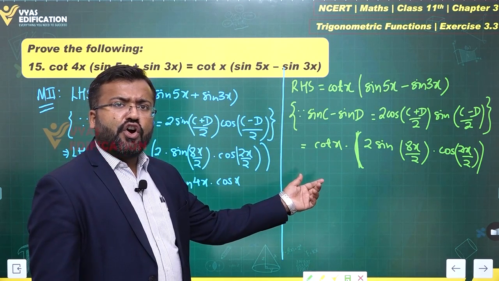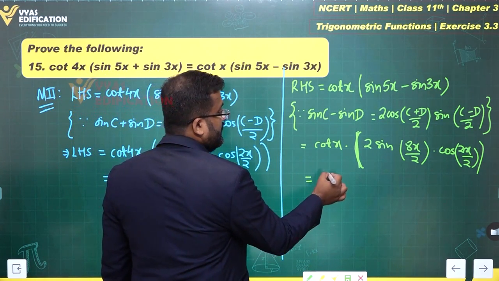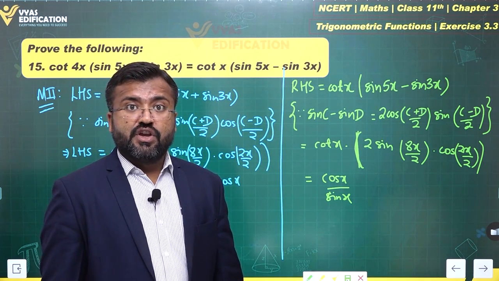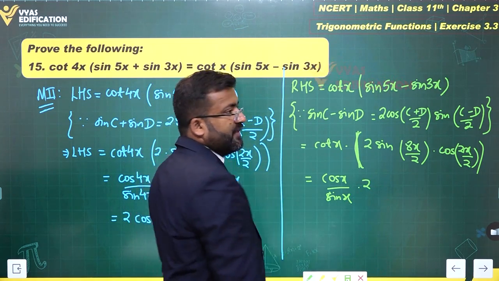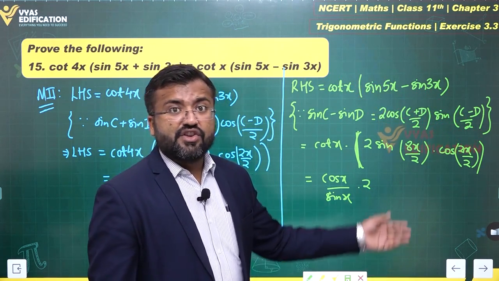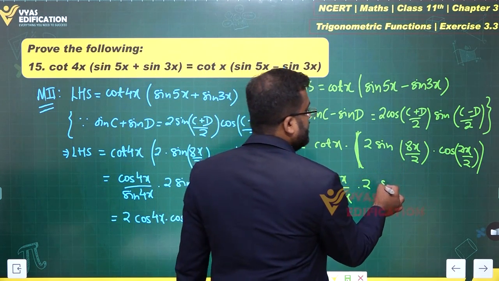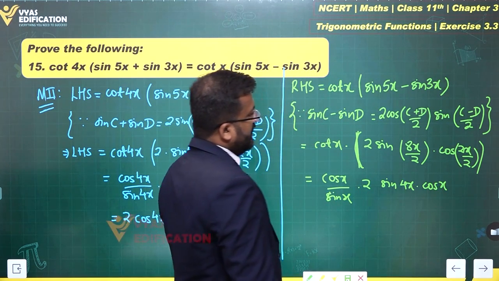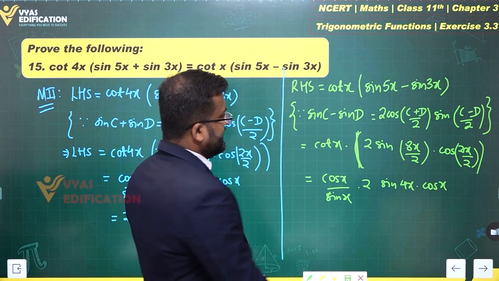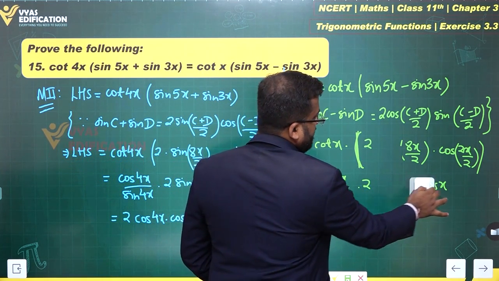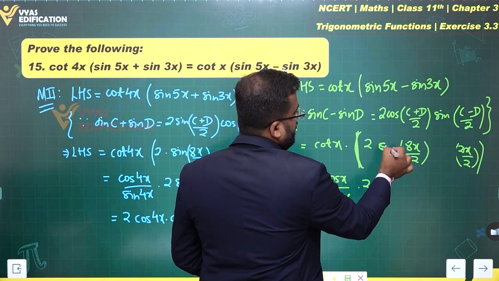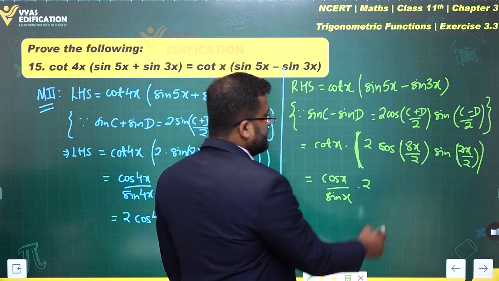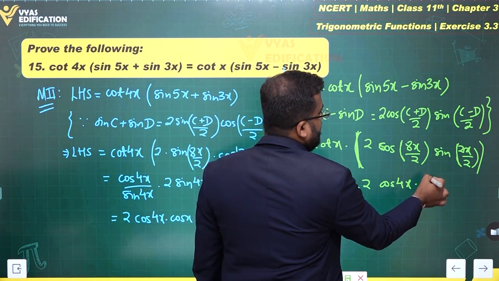Now, what can this cot x be written as? This can be written as cos x over sin x. What else do you have in the bracket? You have 2 times sin 8x by 2, which is actually sin 4x. Cos 2x by 2, which is cos x. Just a minute. Did we make any mistake? Yes. Let's not make that mistake. This was a cos over here and this was a sine over here. Let's keep that in mind. This is cos of 4x and this is sine of x.